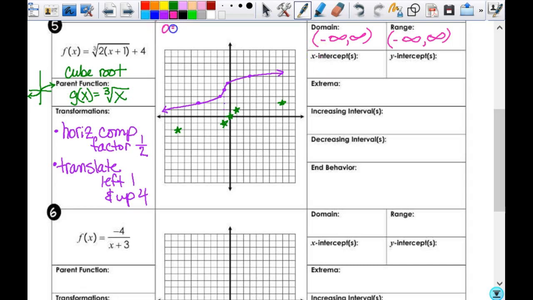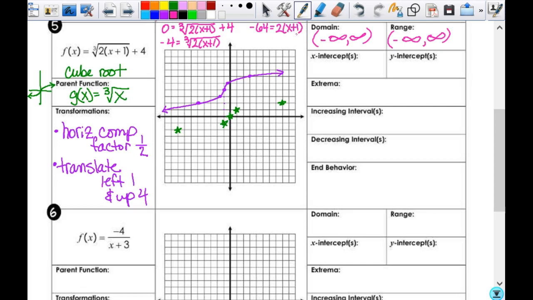So 0 equals the cube root of 2 times x plus 1 plus 4. Then I have to solve for x, right? So I'm going to subtract 4 from both sides, and I get -4 equals the cube root of 2 times x plus 1. So am I going to have to take the cube root of -4? No, I cube both sides. So -4 cubed gives me a negative what? 64, good. And that's equal to 2 times x plus 1.